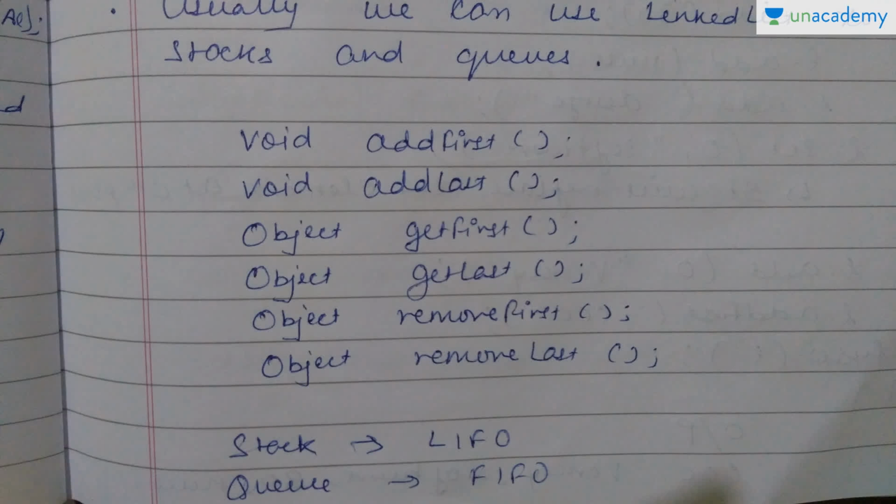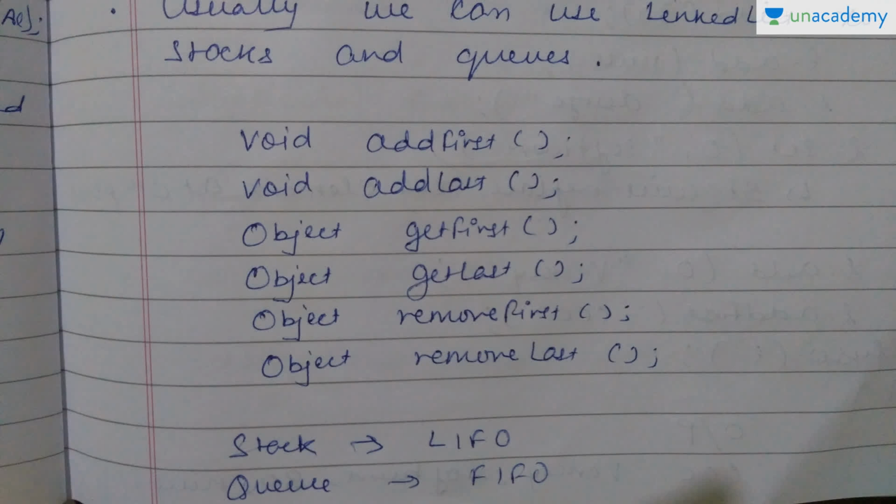So the first one is void addFirst. This is used for adding an element in the linked list. The next one is void addLast. It will add the element at the last position.